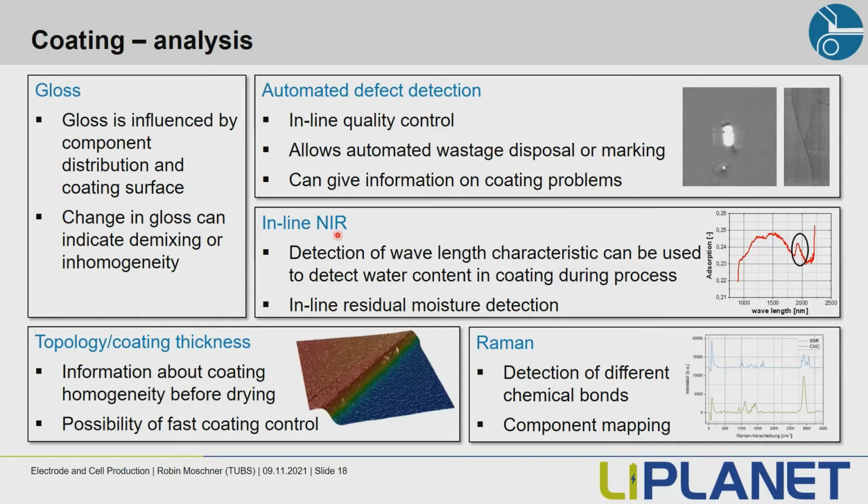We can do inline NIR measurements to detect the wavelength characteristic in the IR spectrum. As you see here in the circled area, this is the peak for the water adsorption. And therefore, we basically get an inline residual moisture detection. Or we can do topology or coating thickness measurement, which gives us information about the coating homogeneity before we dry, so we get a very fast feedback on the quality of our area loading distribution. And so we can change process parameters if the quality is not right. Then we have Raman measurements, where we can detect different chemical bonds in molecules, which allows us for a component mapping in our wet film.